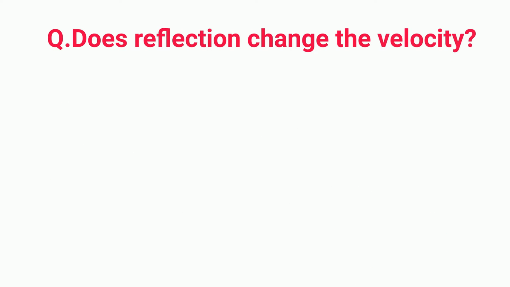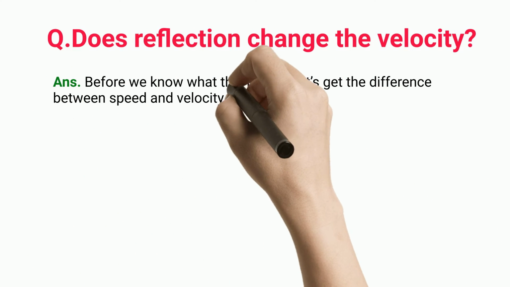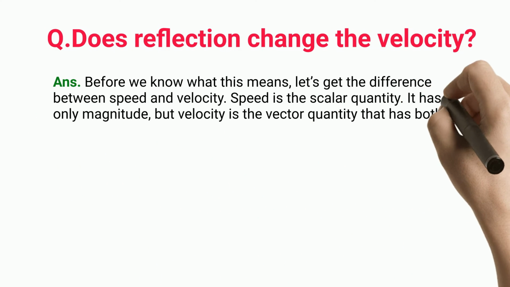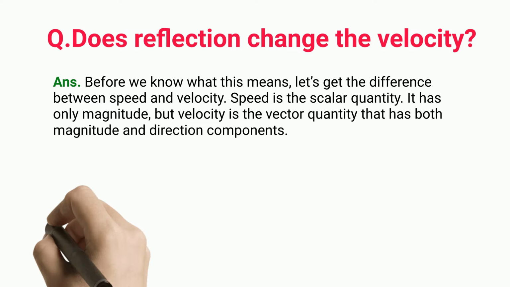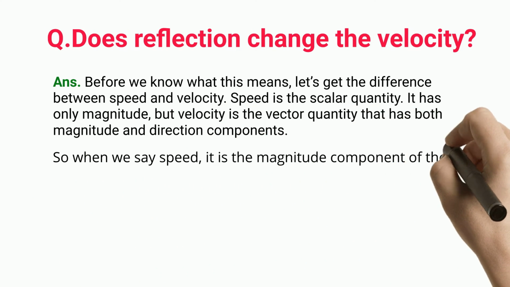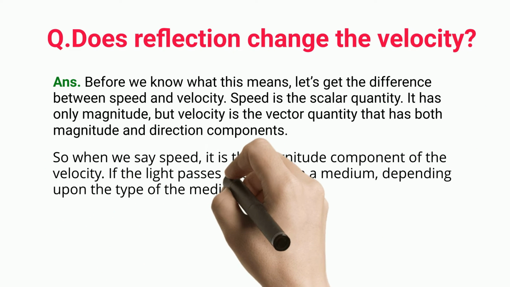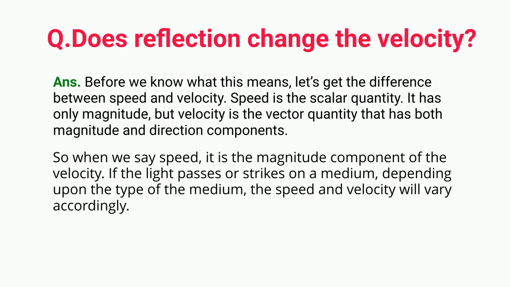Does reflection change the velocity? Before we know what this means, let us get the difference between speed and velocity. Speed is the scalar quantity. It has only magnitude, but velocity is the vector quantity that has both magnitude and direction components. So when we say speed, it is the magnitude component of the velocity. If the light passes or strikes on a medium, depending upon the type of the medium, the speed and velocity will vary accordingly.